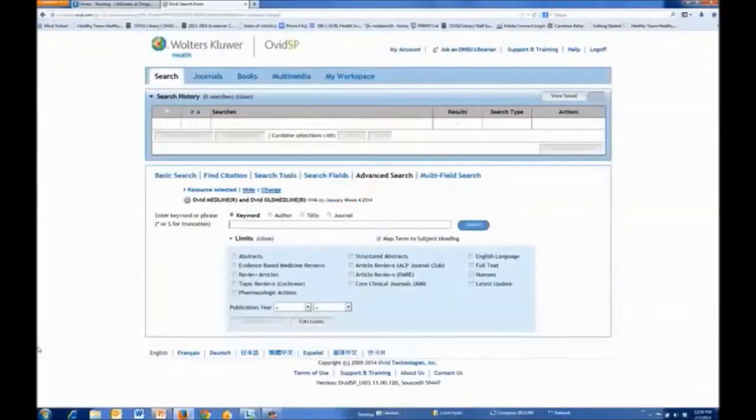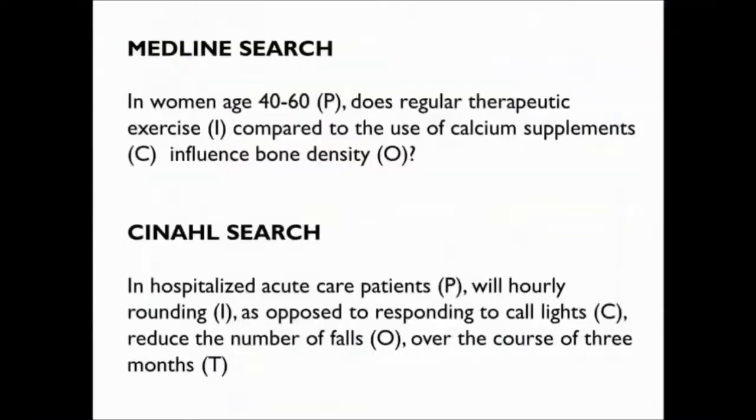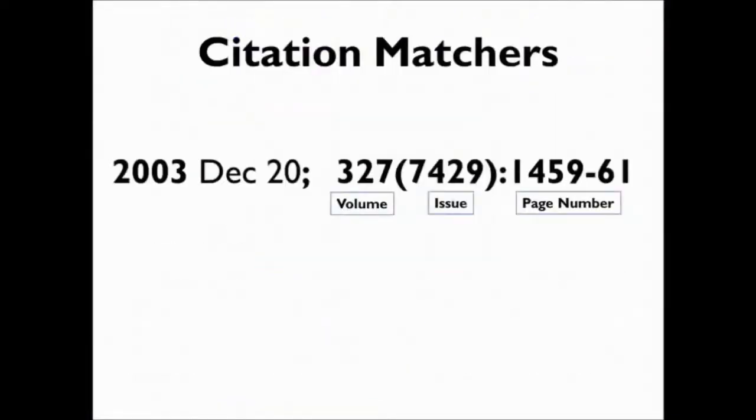I'm going to go back here now. Oh, and I'm sorry, I forgot I was going to show you the citation matcher first. Let's go back to that slide. So here's the information from the citation. So let's say we've come across an article and we want to try and see if we can find it and get a hold of the full text.